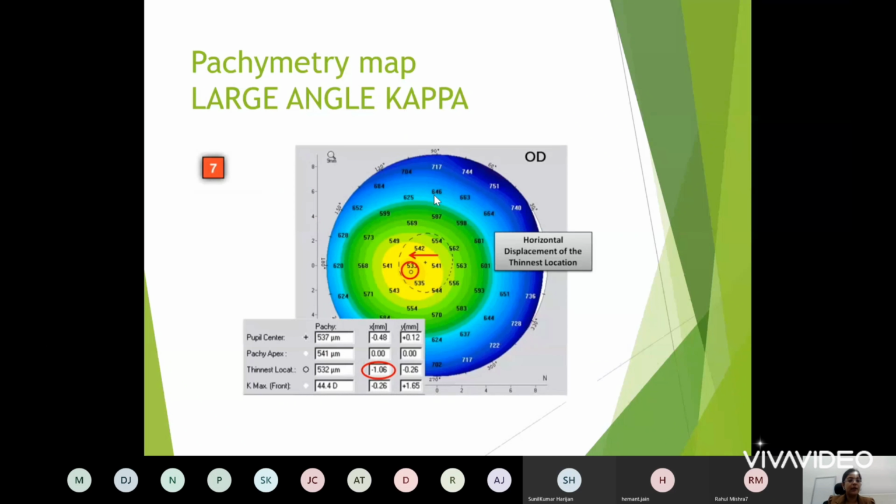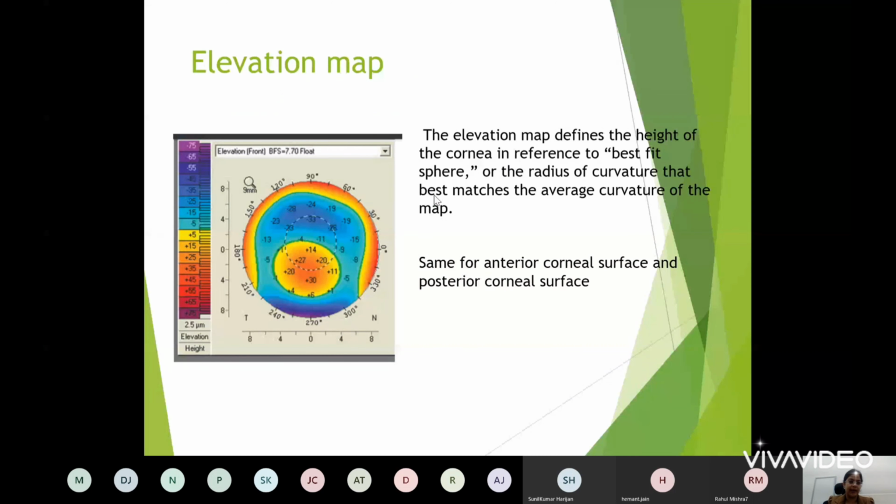Coming to this, if the pachymetry has shifted horizontally, it could be an abnormal scan or a wrong scan. The patient might have moved the eye, or it could be a large angle kappa. If the pachymetry is shifted down, it could be a suspicious cornea. This has to be kept in mind.